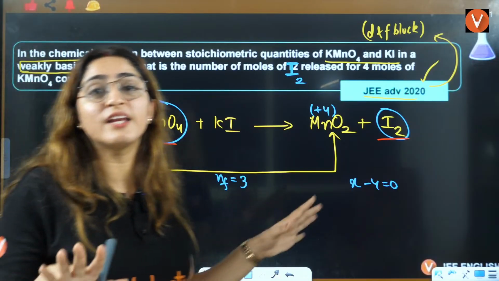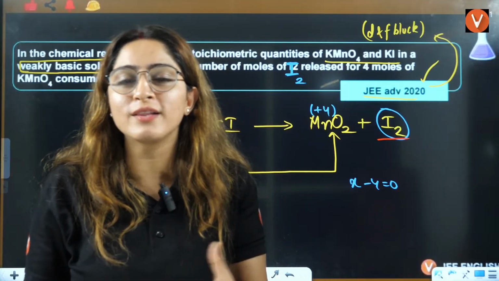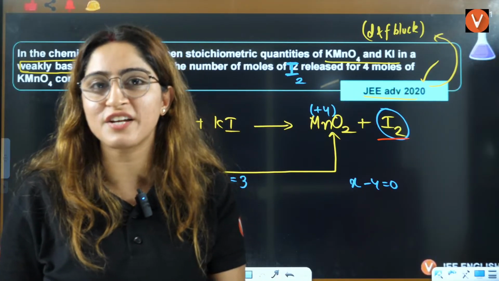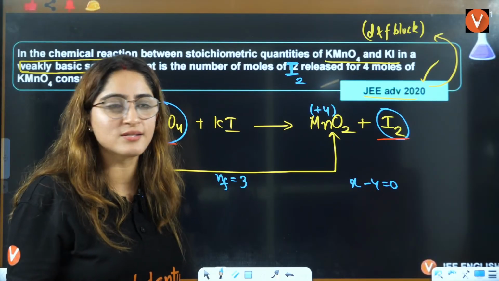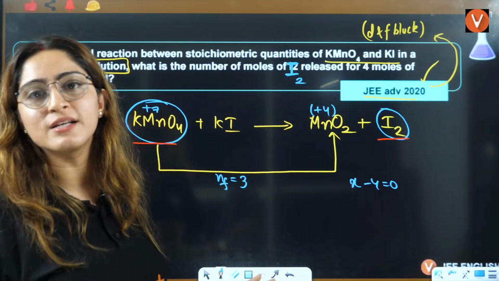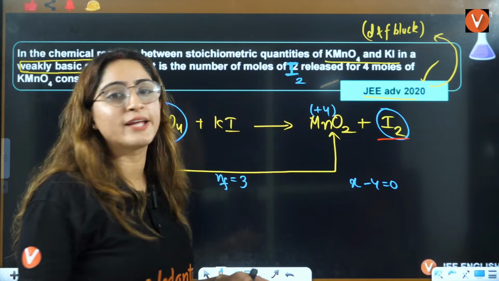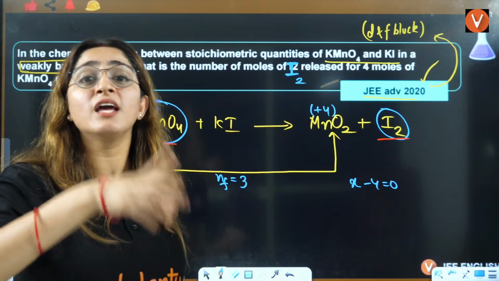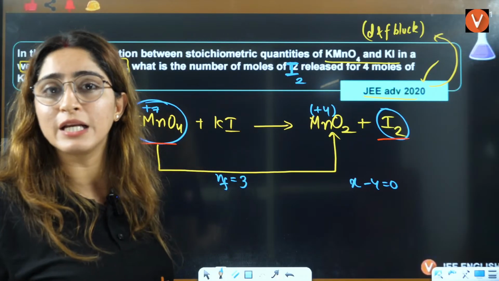This you will study in redox reactions. If you are getting confused that, ma'am, how you are doing all these things, this is the topic of redox reactions. They have mixed so many things. It's a question of JEE Advanced. One thing is, you have to apply redox reactions to understand the N factor here. You have to apply D and F block to understand the reaction here. You have to apply some basic concepts of chemistry to apply stoichiometry or law of chemical equivalence.